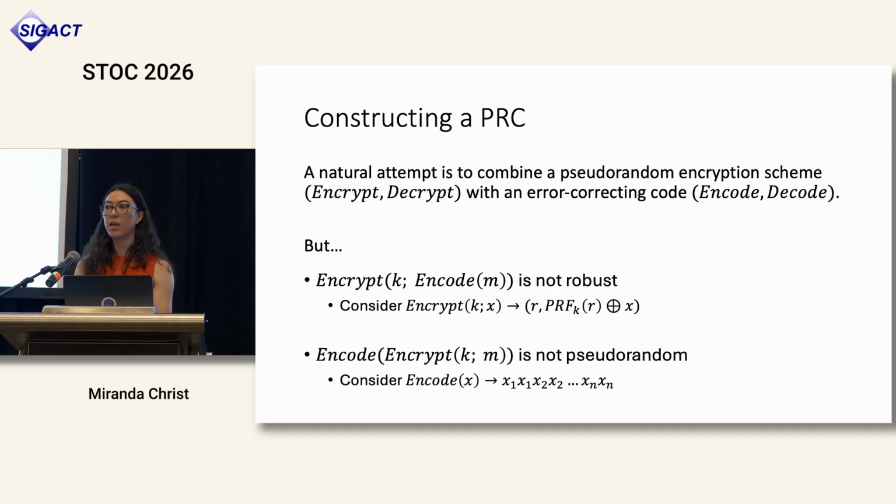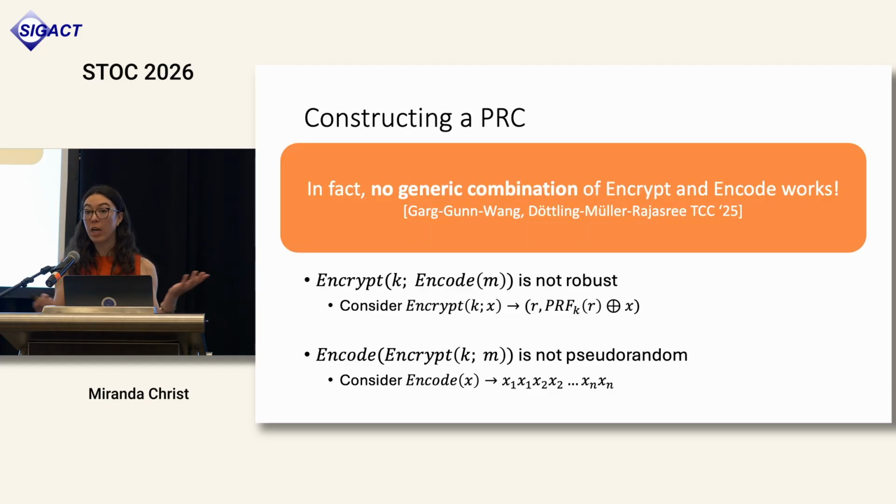On the other hand, if you first encrypt the message and then encode it, what you get is in general not pseudorandom. One concrete way to see this is by thinking about the repetition code. It kind of doesn't matter what encryption scheme you used. If you look at a repetition encoded codeword, you can see that it's obviously not pseudorandom. And it turns out that any example you try will fail, and this is actually true in general.